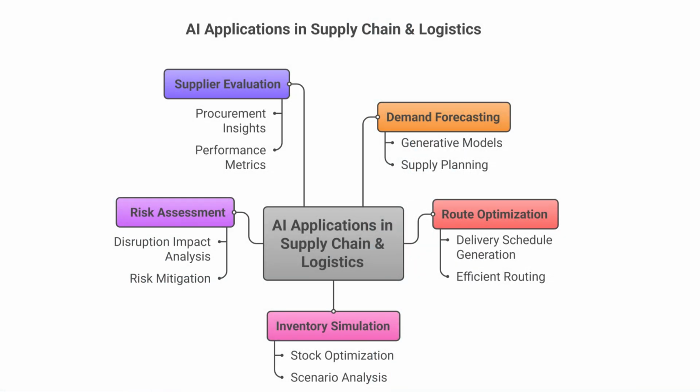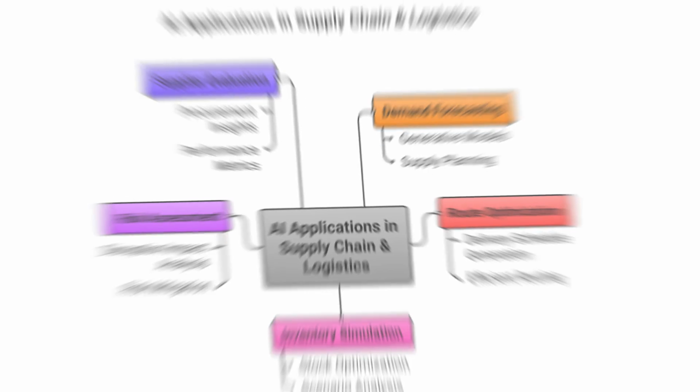Generative AI optimizes supply chains by generating demand forecasts, routing plans, and risk scenarios. It improves inventory management and operational resilience. Businesses use these insights to reduce costs and handle disruptions effectively.